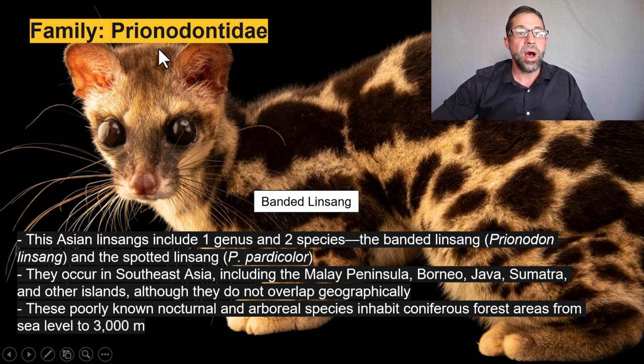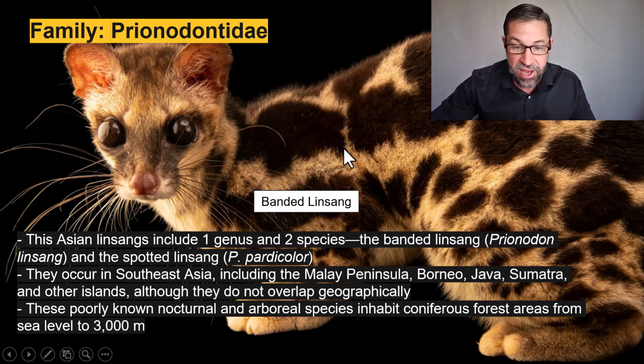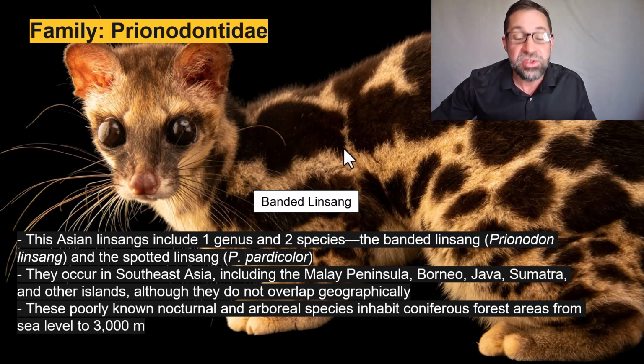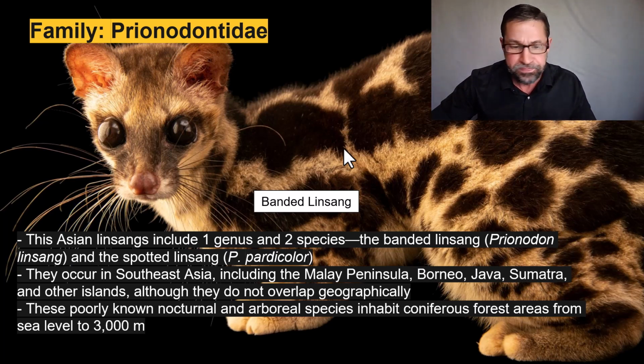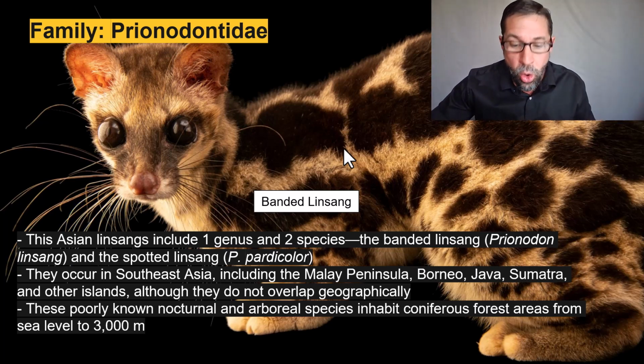The family Prionodontidae is comprised of the Asian linsangs. So there's just one genus and 2 species of linsangs, and they are the banded linsang, as shown here, and the spotted linsang. So they occur in Southeast Asia, including the Malay Peninsula, Borneo, Java, Sumatra, and other islands. Although these 2 species do not geographically overlap.